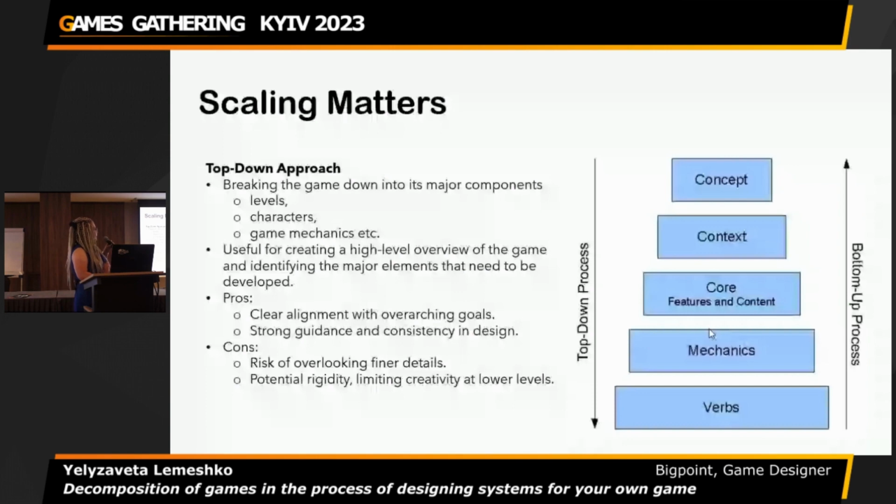For the top-down approach, you can see the diagram, right? So we are going from the concept, then the context, core, mechanics, and verbs. This approach means we break the game into levels, characters, game mechanics, etc. It's very useful when you're working on your game and you want to create a high-level overview of the game. And you need to identify what the core major elements of your game are, right? So there is a process. You have clear alignment, and you know what the goals will be. You have the guidance, and you have the feeling of flow in your design.